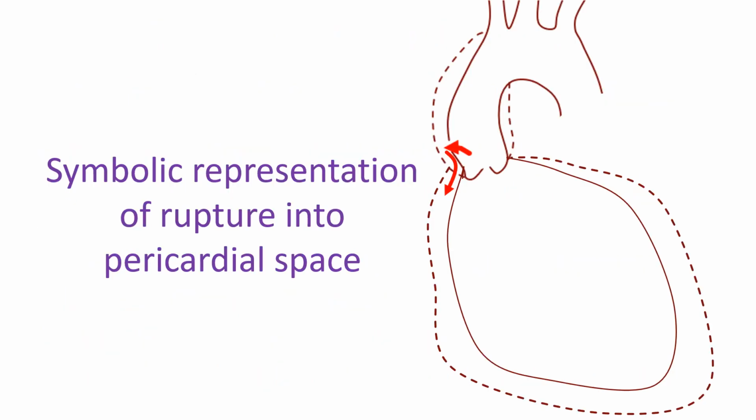Those with severe aortic regurgitation secondary to acute aortic dissection present with acute left ventricular failure and cardiogenic shock. Pericardial tamponade may also be associated if the dissection ruptures into the pericardial sac.